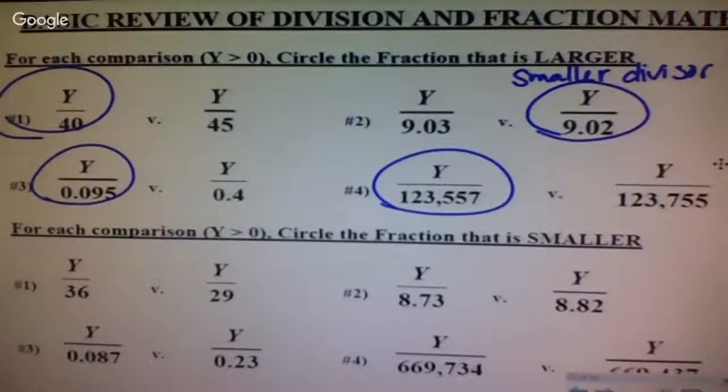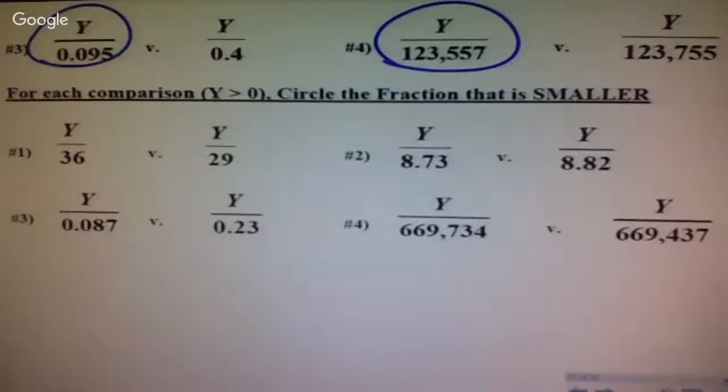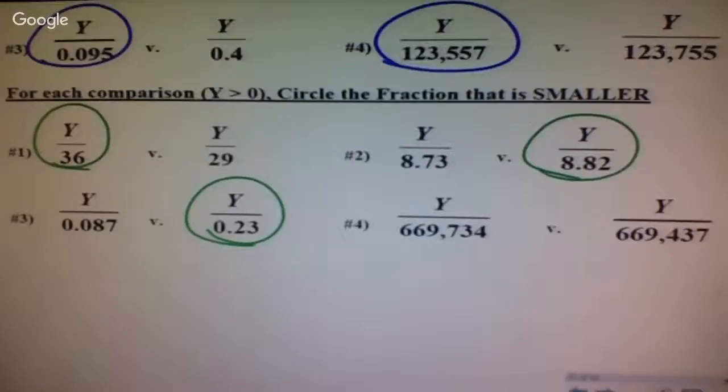Because this is part of the guessing game for this section. So, in the next set of 4, I want an answer that's going to be smaller. So, if I want an answer that's going to be smaller, I need to divide by the bigger number. So, in number 1, I want to divide by 36. In number 2, I want to divide by 0.82. In number 3, I want to divide by 0.23. And in number 4, I want to divide by 734. Perfect.